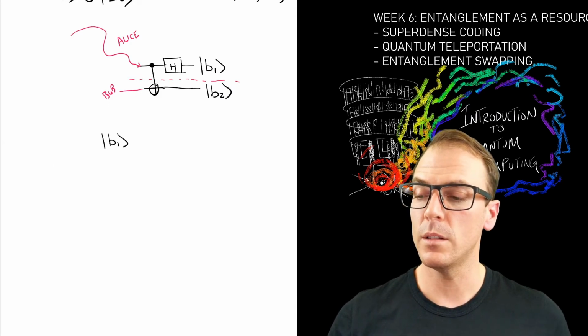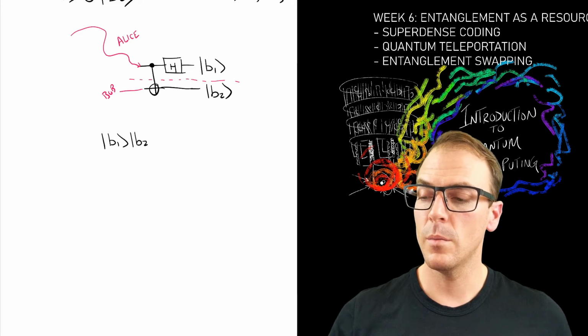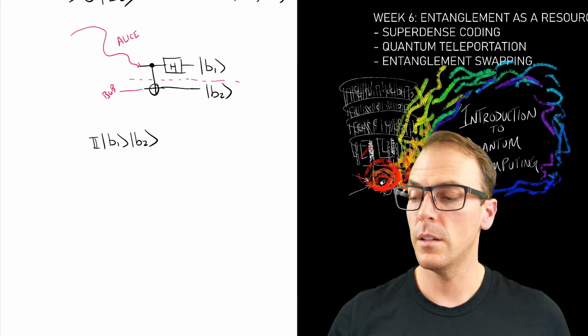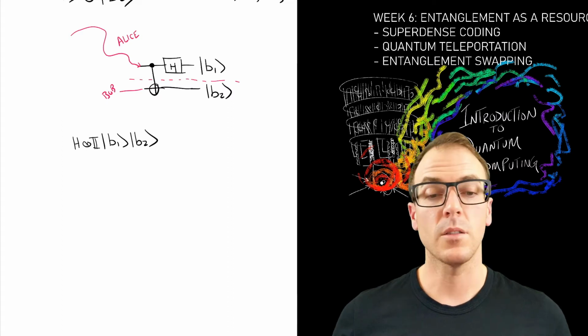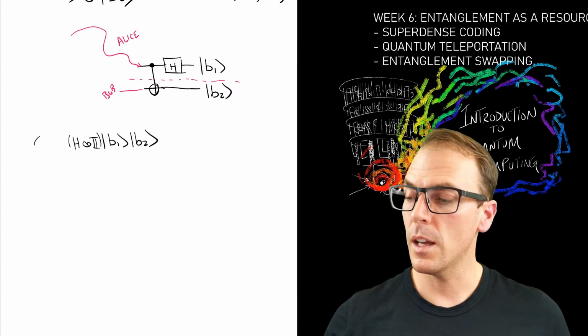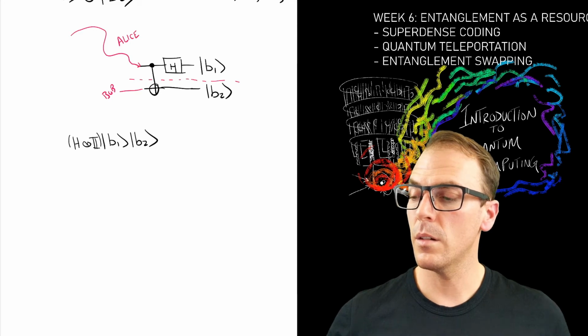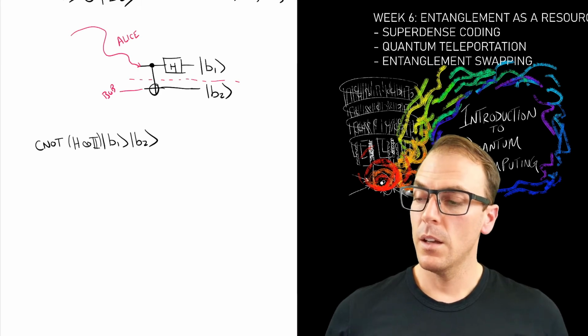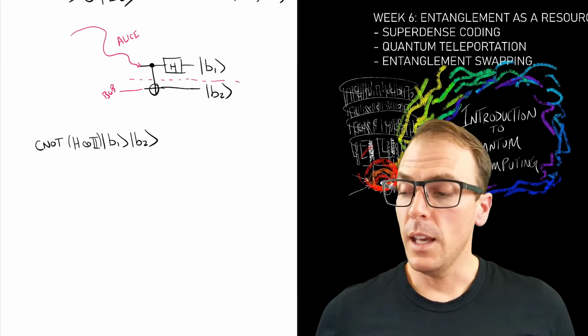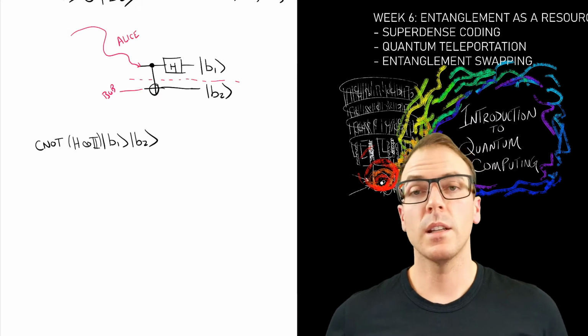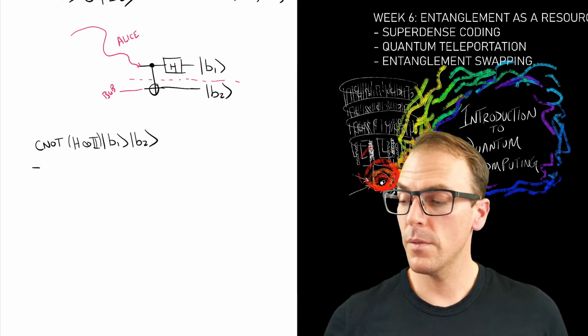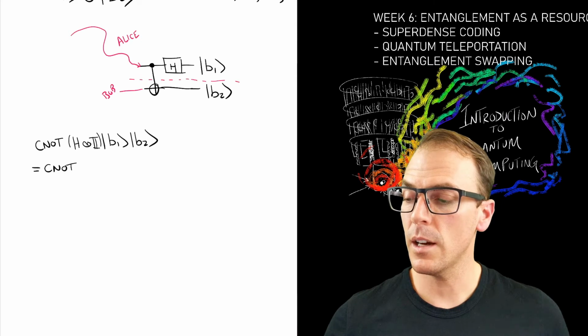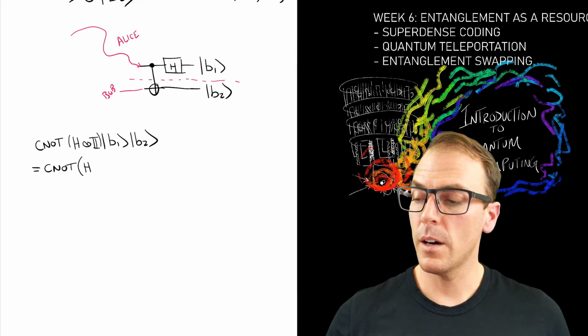So we have B1, B2, and then identity tensor H, and then a C0. Okay? So let's apply the H, the Hadamard tensor identity first. So we have the C0, it's still there. And then the Hadamard is applied to the B1, and B2 is just left alone.